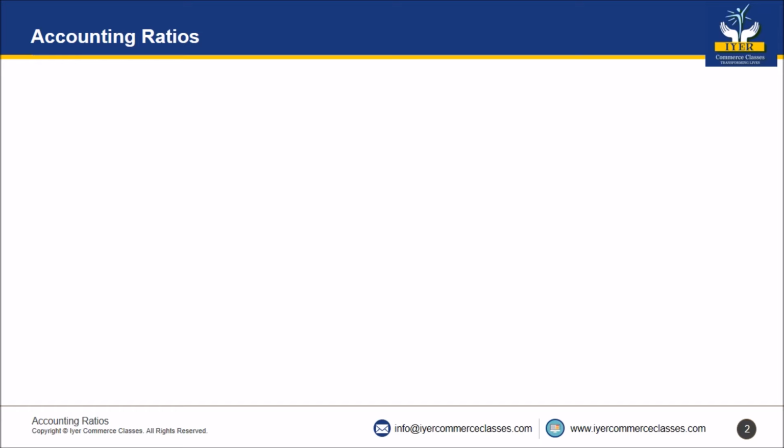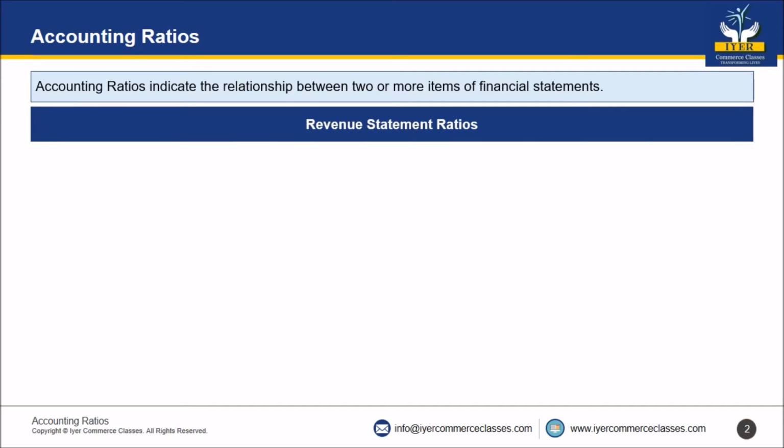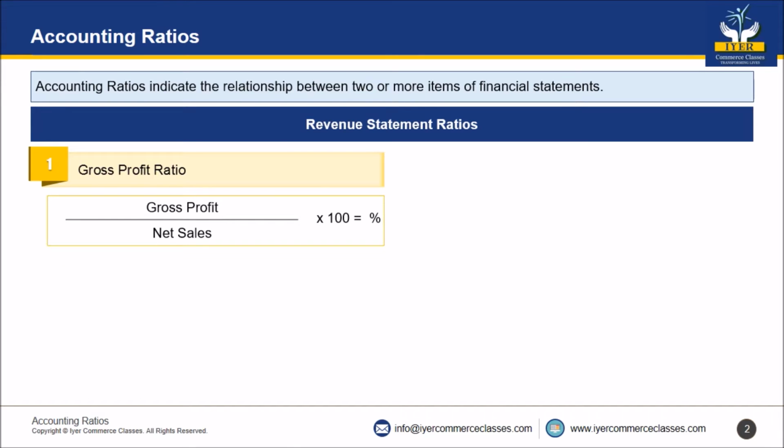Our next chapter is accounting ratio. Accounting ratios indicate the relationship between two or more items of financial statements. All the ratios are divided into three parts: revenue statement ratios, balance sheet ratios, and combined and other ratios. Let us start with revenue statement ratios. First one, gross profit ratio. The formula is gross profit upon net sales into 100.